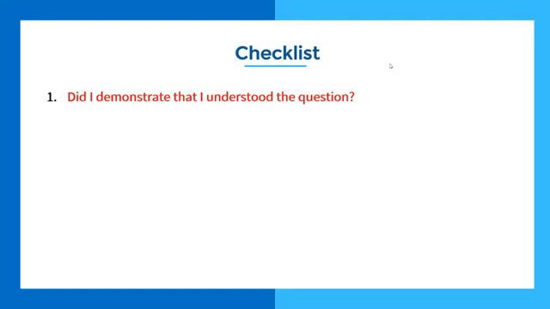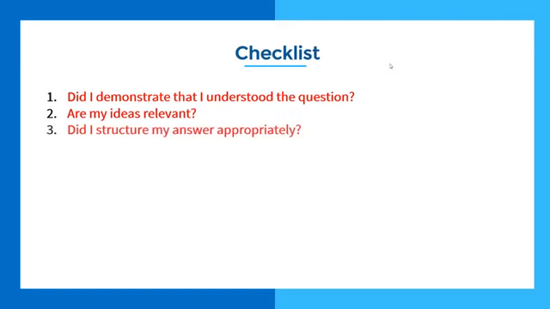Did I demonstrate that I understood the question? If you have followed the system that we showed you in this video, that will come inevitably. You will do that inevitably if you spend the time thinking about it, dividing it into general topic and specific topics and thinking about the questions. Are my ideas relevant? Did I structure my answer appropriately? Again, if you use a proven structure, that happens automatically. How was my paragraphing? So did I have a clear introduction, clear main body paragraphs, and a clear conclusion?